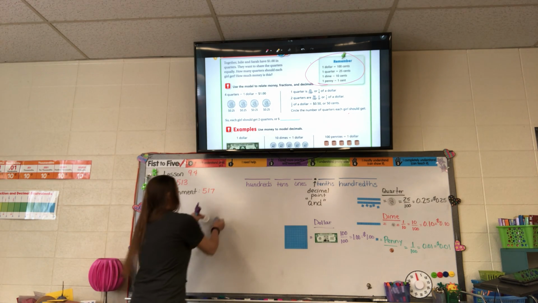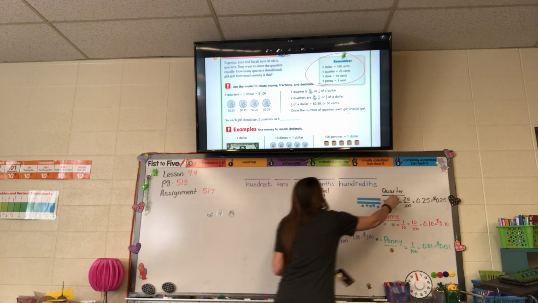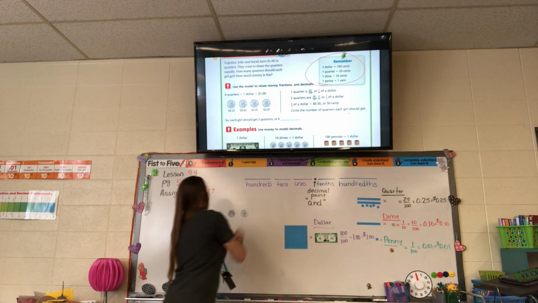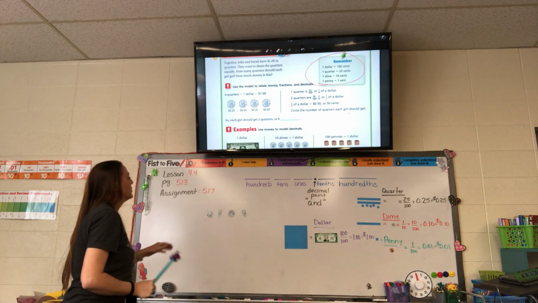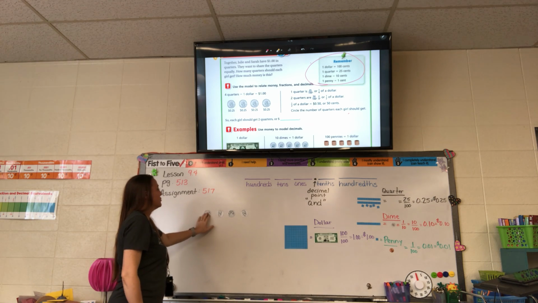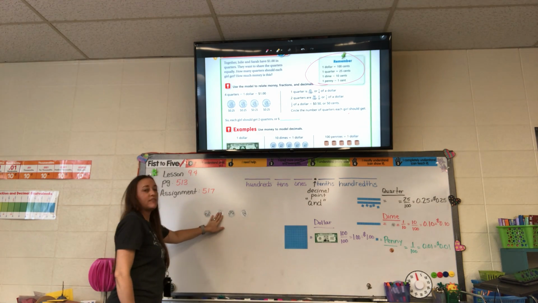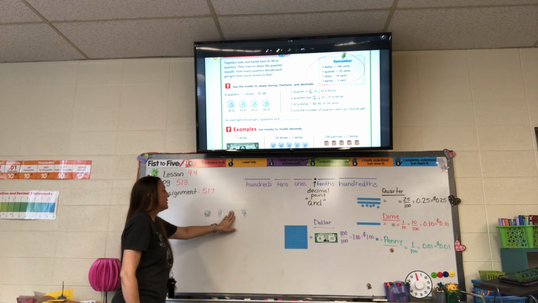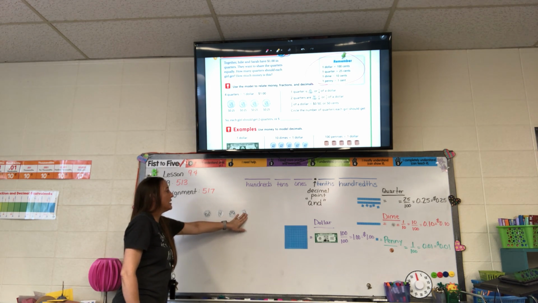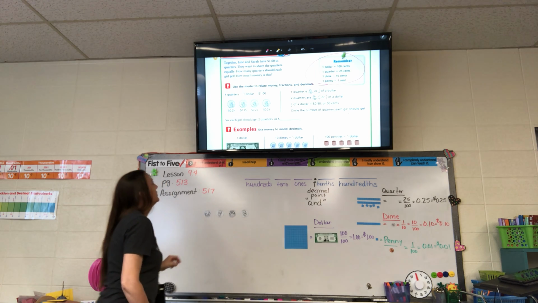Just like in the real math class, I have to get my stuff together. Okay, I'm going to borrow this quarter over here for a second. So 4 quarters equals $1. 25 plus 25 is 50. 50 plus 25 is 75. And 75 plus 25 is $1.